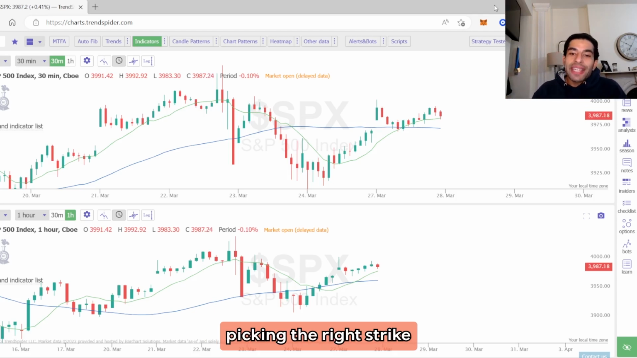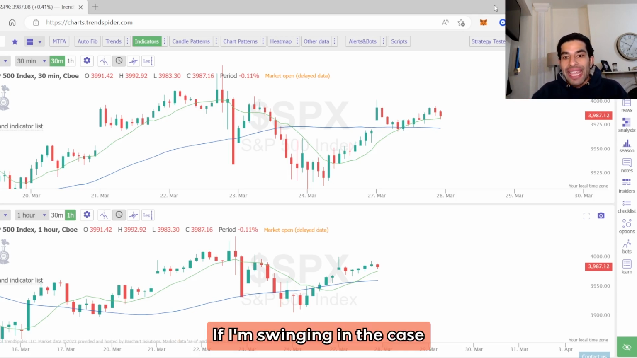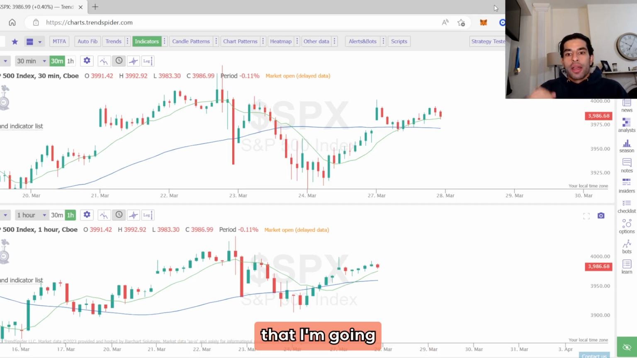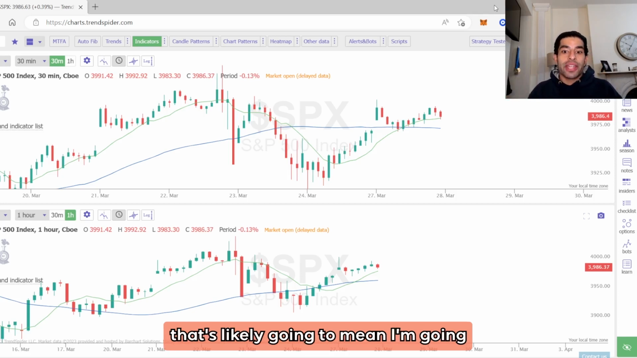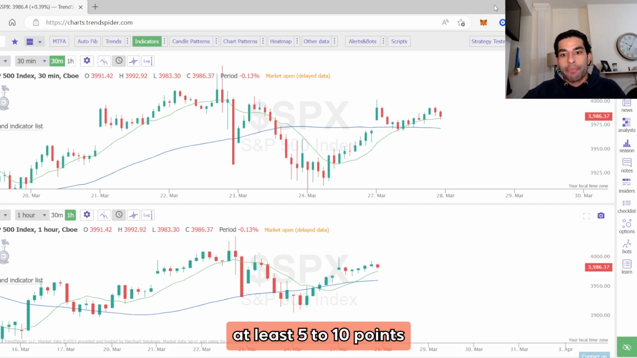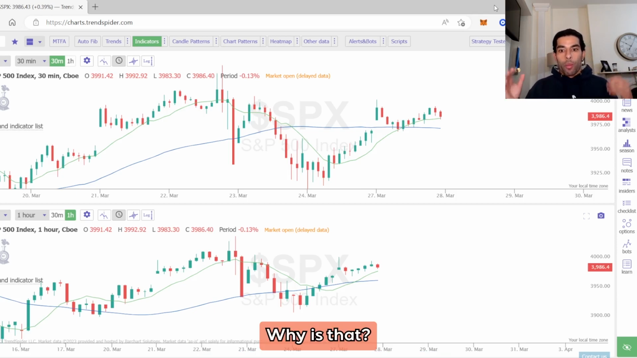Now, to reiterate, picking the right strike price is also very, very important. If I'm swinging, in the case that I'm going a month out on the contracts, 2 months out on the contracts, that's likely going to mean I'm going at least 5 to 10 points out of the money on SPY contracts, okay? Why is that?